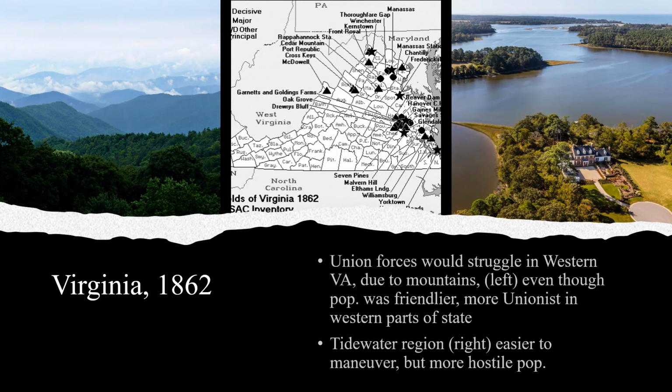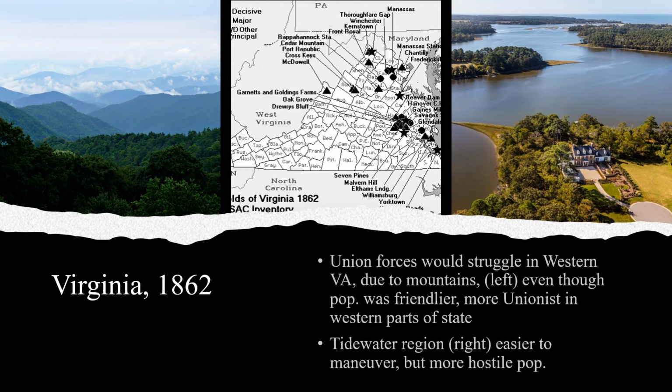Back on land, the Union could not simply invade straight from the north either. Confederate forces had proved to be too strong in the region, as seen at the Battle of First Bull Run, and the Southern Unionist population was low in the eastern part of the state.